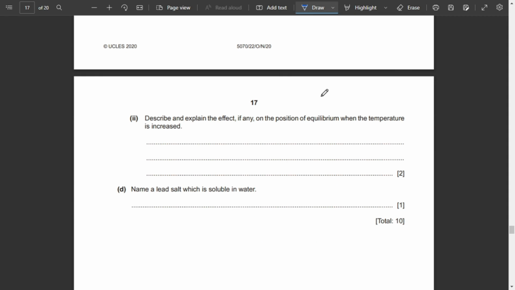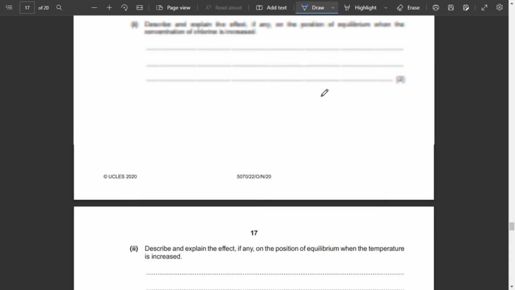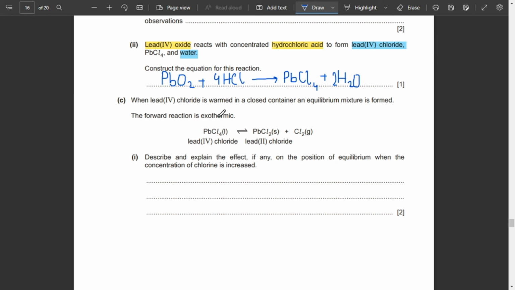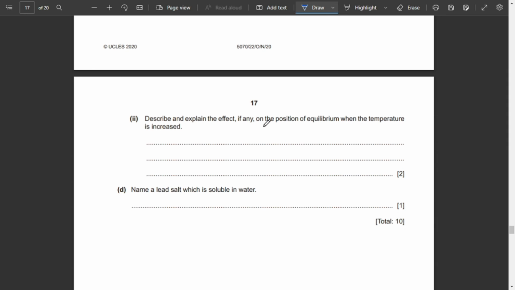Describe and explain the effect, if any, on the position of equilibrium when temperature is increased. When temperature is increased, again it goes towards left. Alright, and why? Because it is an exothermic reaction, that is why. If we increase the temperature, it will move towards left. And why will it move towards left? Because it is of 2 marks.